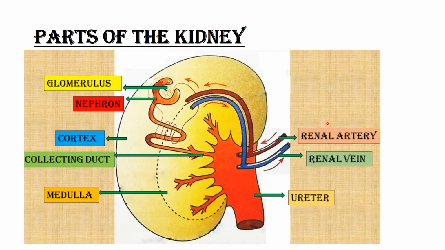So the renal artery brings the dirty blood to the kidney and the renal vein takes the clean blood away from the kidney. The waste from the blood is collected inside the collecting duct, and the collecting duct drains it down into the ureter.